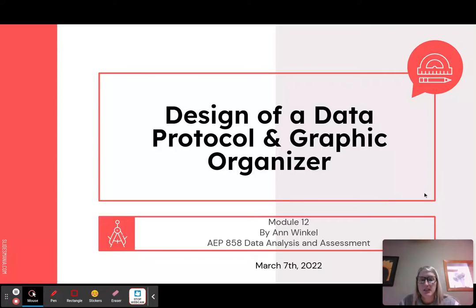Hello, everyone. This is my Module 12, my design of a data protocol and a graphic organizer. So I'm going to make this quick. Here we go.